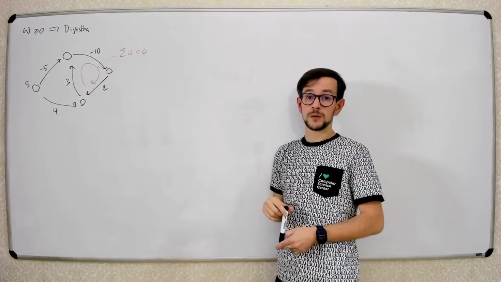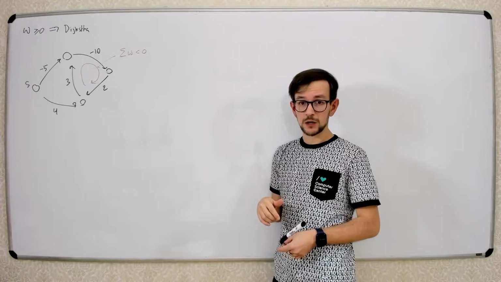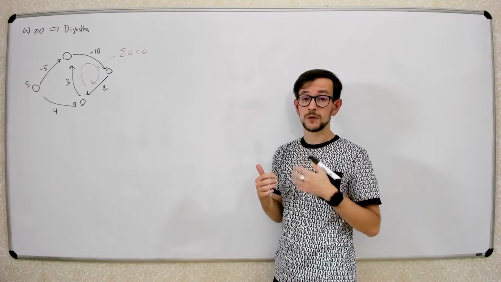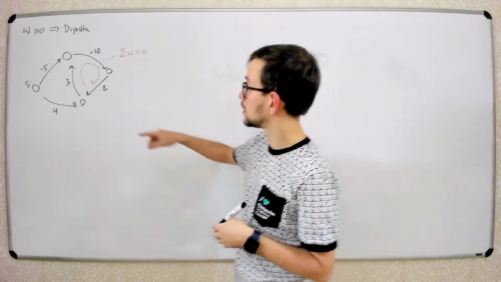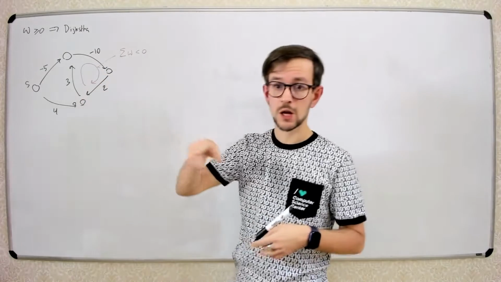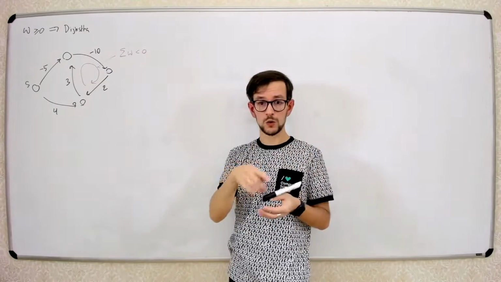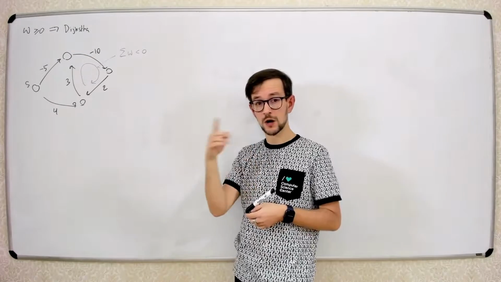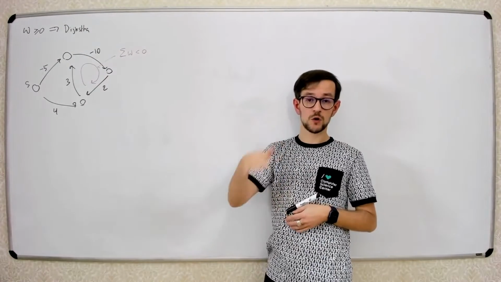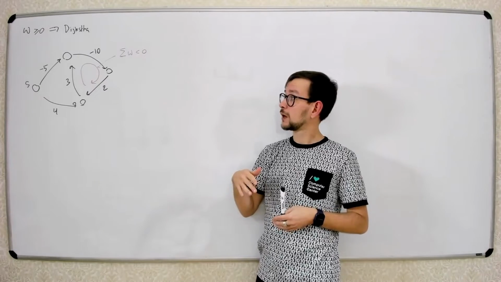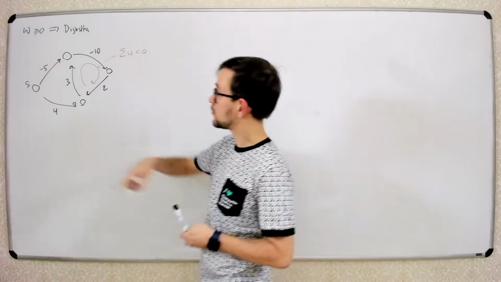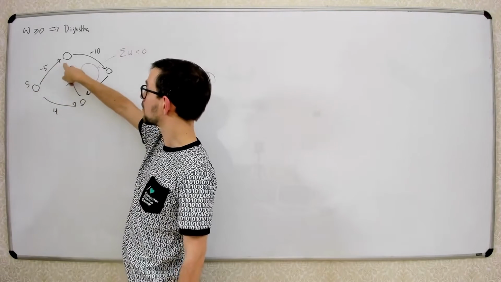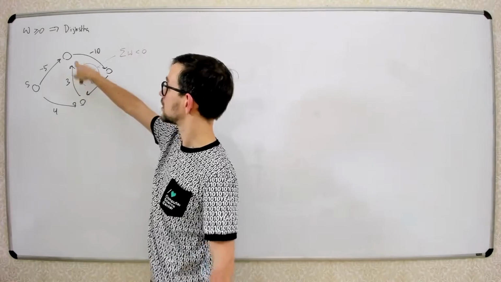Why is this a problem? Because if you have a negative cycle, then the shortest path cannot be defined. Because if you move along this cycle, the cost of your path will decrease, and the more turns you make around the cycle, the smaller your cost is. So if you try to move from here to here, you can just use this edge -5, or you can use this edge plus this cycle.